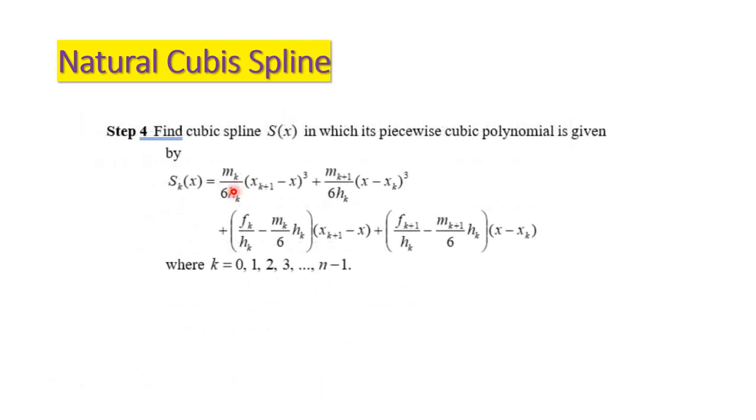Okay, the fourth step, find the cubic spline S(x), in which its piecewise cubic polynomial is given by this formula here, where k starts from 0 up to n minus 1. So when you have n points, you have n minus 1 cubic spline functions.